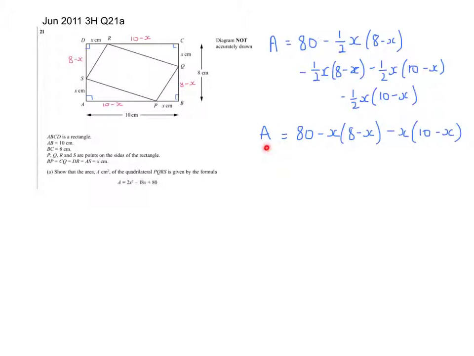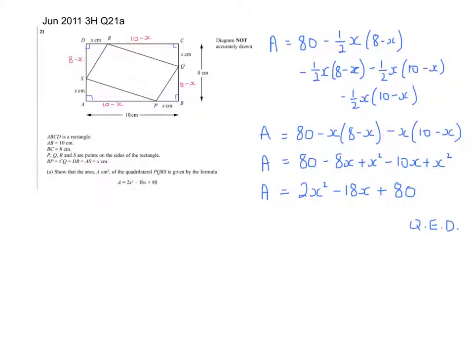I've got A equals 80, that's unchanged, and then these two halves, X, 8 minus X, are combined to make minus X times 8 minus X, and similarly for the other ones I've got minus X times 10 minus X, and now I just expand out. And I've got, be careful with the minuses, 80 is the same, and then minus 8x plus x squared minus 10x plus x squared, rearranging gives A equals 2x squared minus 18x plus 80, which was what we were asked to show.